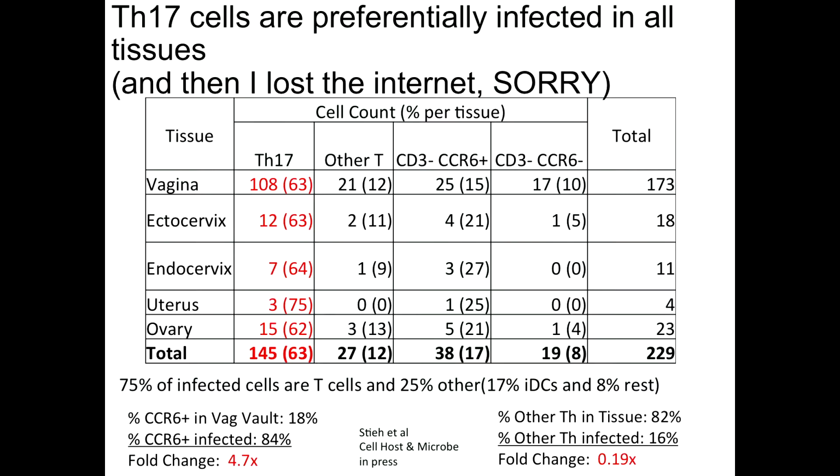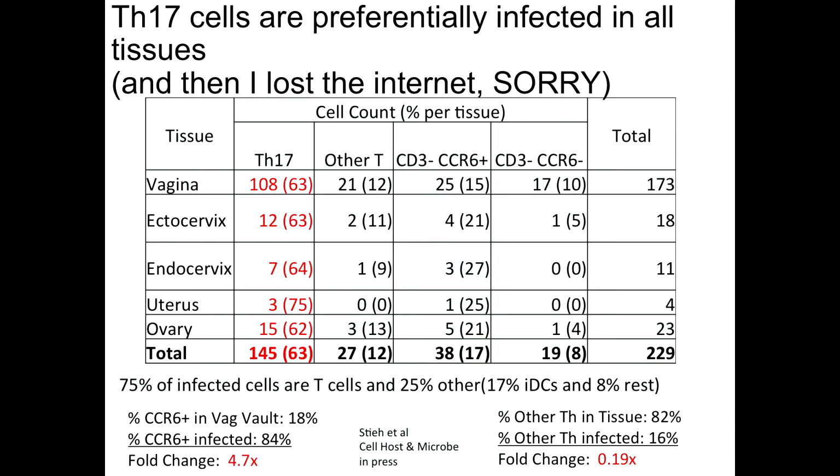But anyway, the outcome of this is that there is a big preference at 48 hours post-exposure for the infection of these Th17 cells. So 75% of the cells that are infected are T cells. Of those, 84% of them are these Th17s. Of the other 25%, most of the remaining infected cells are immature dendritic cells. So we haven't drilled as deeply on that.